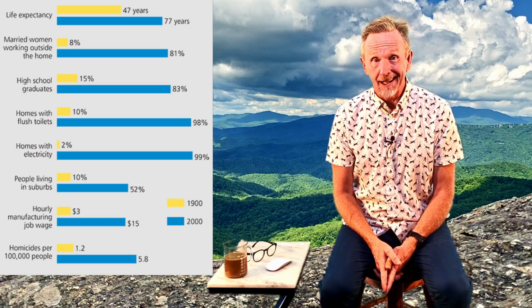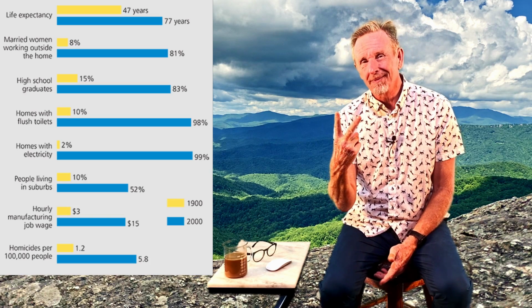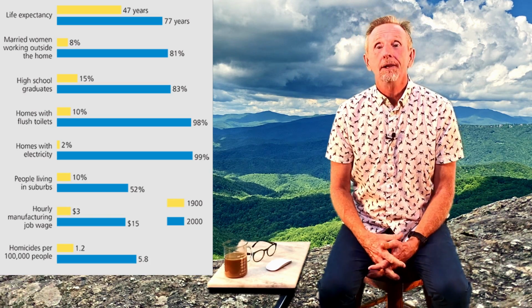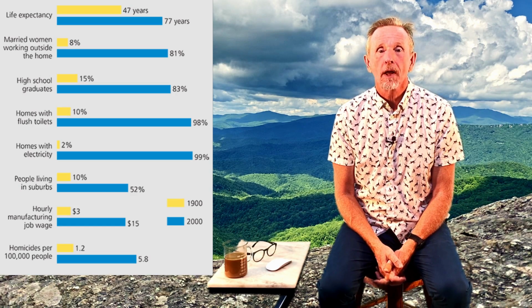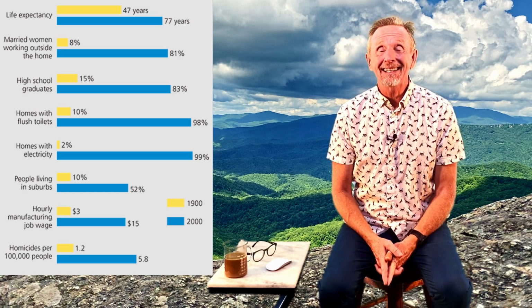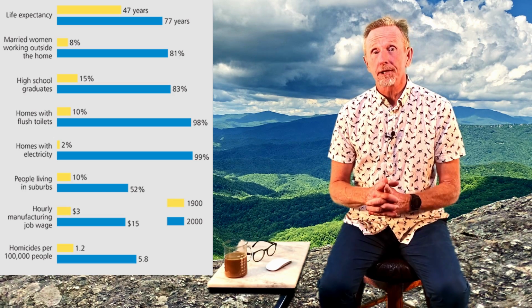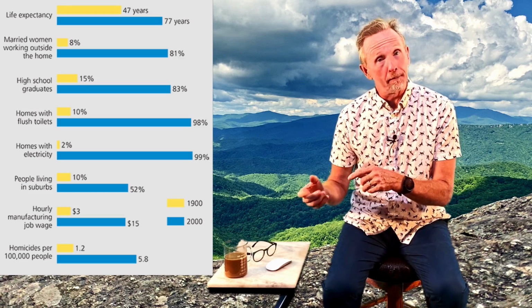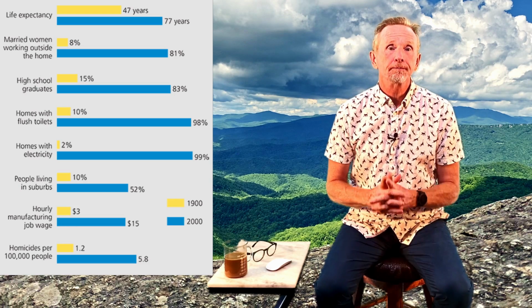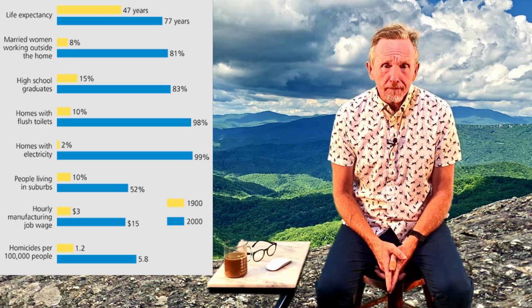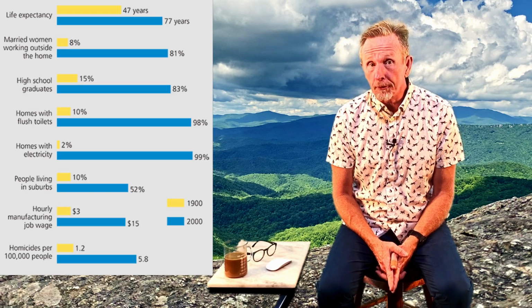Homes with electricity, 1900, only 2%. Of course, electricity hasn't been around very long at all. Today, 98%, an exact flip-flop of the numbers. People living in the suburbs. In 1900, only 10% of the population lived in the suburbs, in an urban area. Most of us were rural farming. Today, or in 2020, in the suburbs, 52%. Many of us are now in the suburbs and the urban. More of our population is urban than rural.